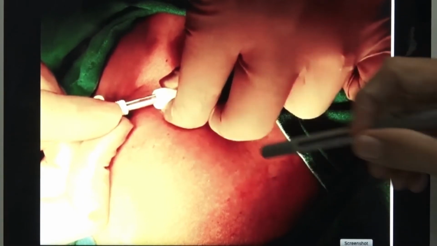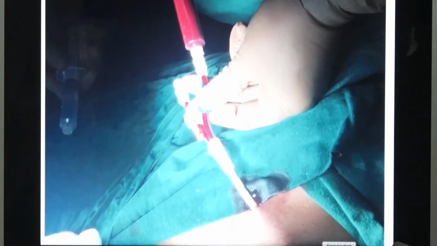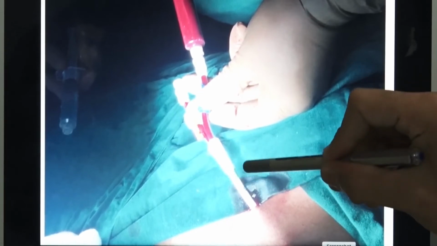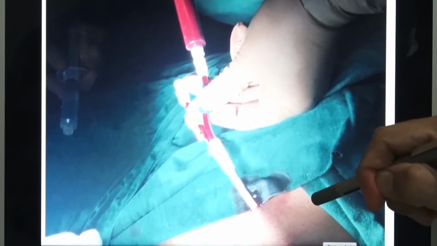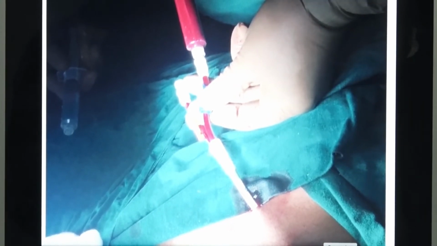You just have to screw the hub onto the catheter and apply some pressure tightly, and this is the final picture which we get. There has to be no leakage over here, and you have to do it very firmly. And then this is the end result where we see the catheter flows are very good.